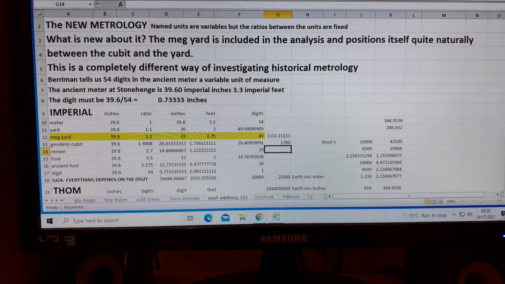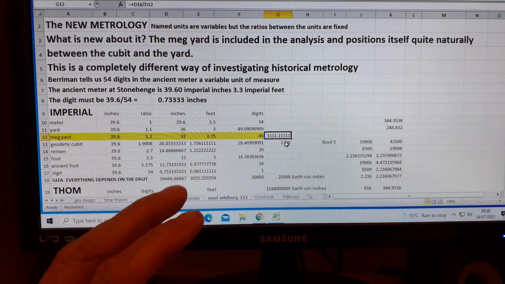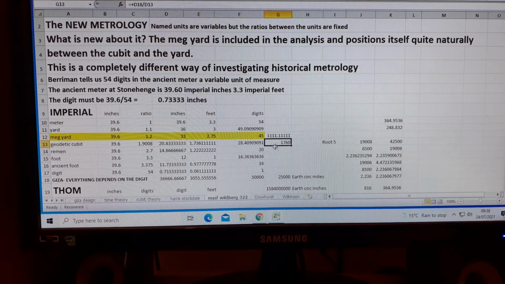That's a constant. 1760. We know there's 1760 cubits in the Giza base. And we know there's this number of megalithic yards because Hugh Franklin told us in his analysis that that is always there. And we know from that that there's a ratio between these two numbers. So if we divide that by that, we get 1.584, exactly what Hugh Franklin told us.